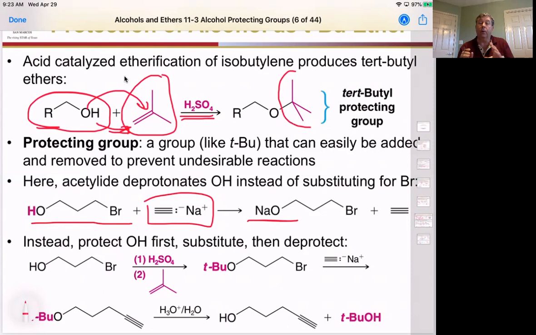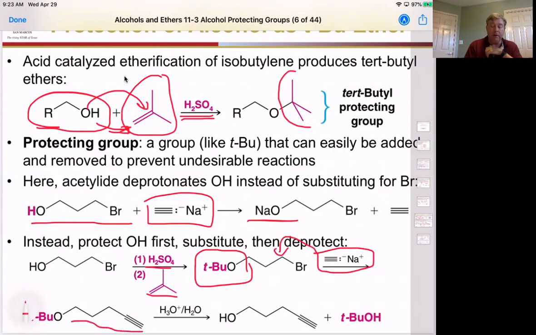So instead, what we would do is we would take the sulfuric acid and the isobutylene, and that would protect it as the t-butyl ether. The t-butyl ether is not susceptible to acid and base chemistry in this case, and therefore our acetylide ion will act as a nucleophile and displace our bromide, generating our new material here, 1, 2, 3, 4, 5, which is our propyne, okay?